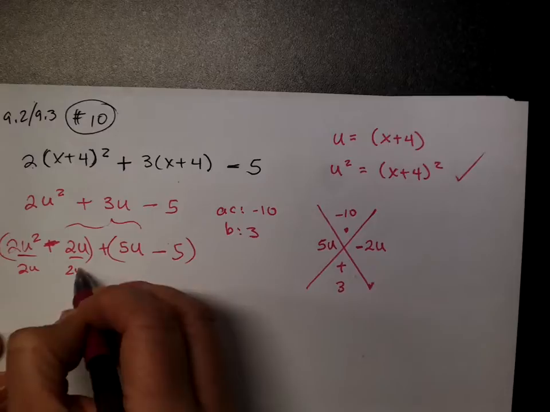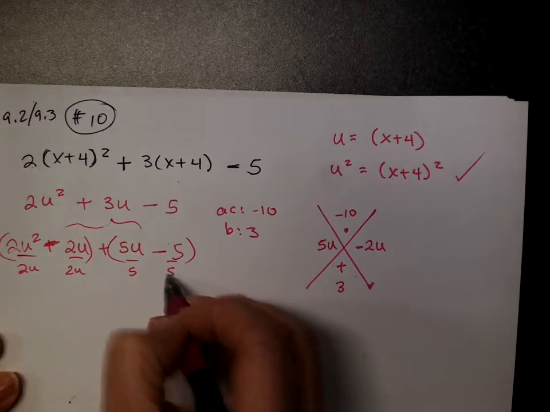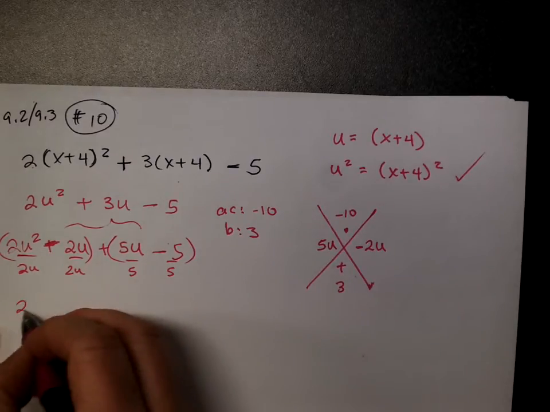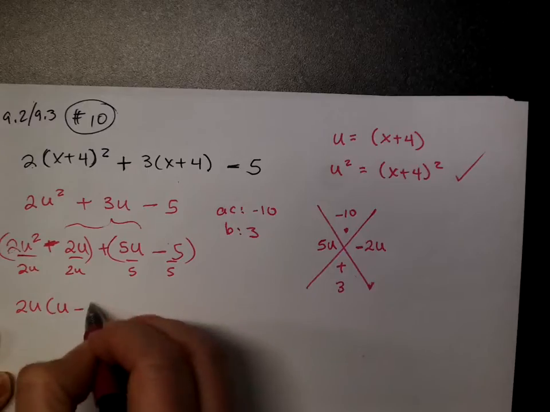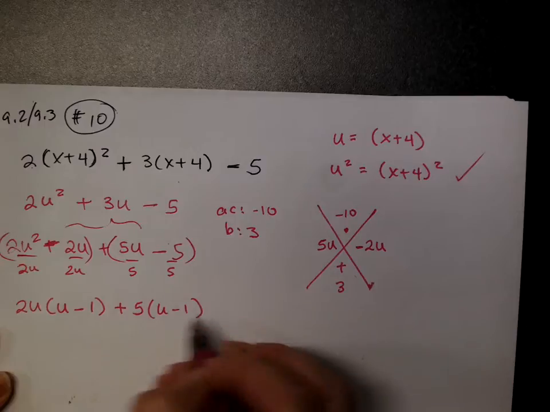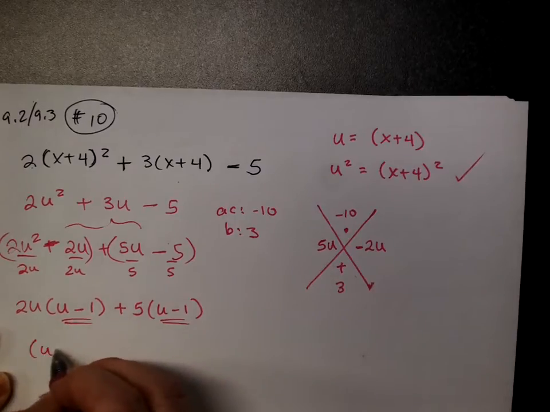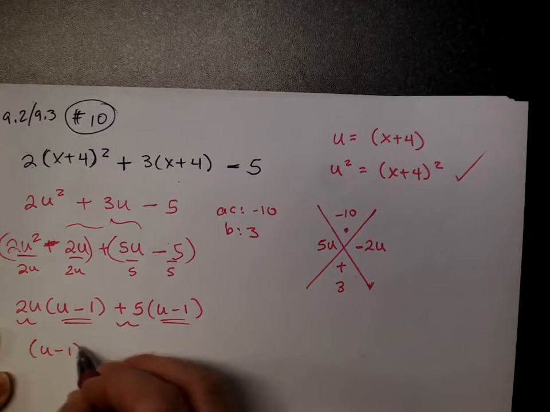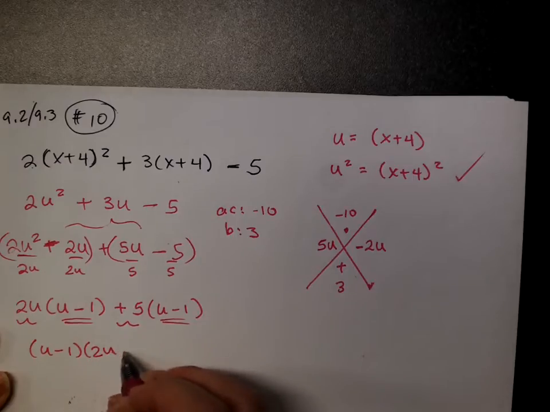Take out a 2u here. Take out a positive 5 here, because I didn't have to make a sign flip. So 2u, leaving behind u minus 1. Pull out the plus 5, leaving behind u minus 1. Big GCF of u minus 1, leaving behind out of each term a 2u and then a plus 5.